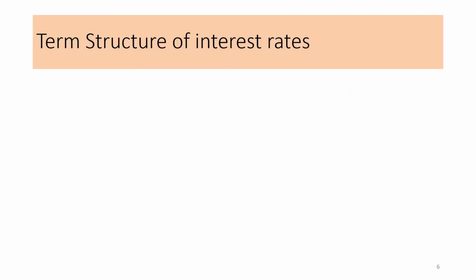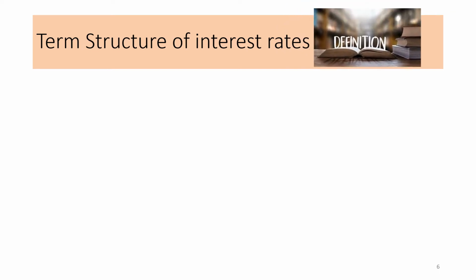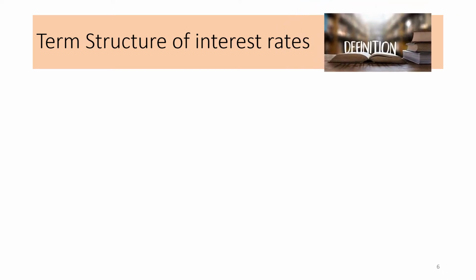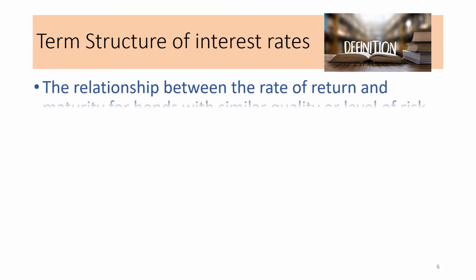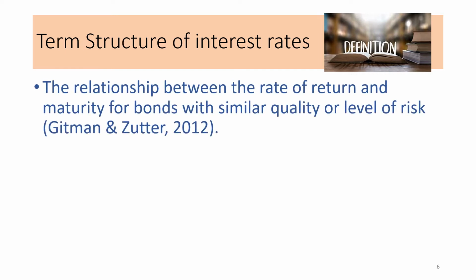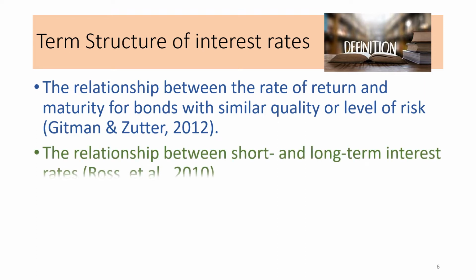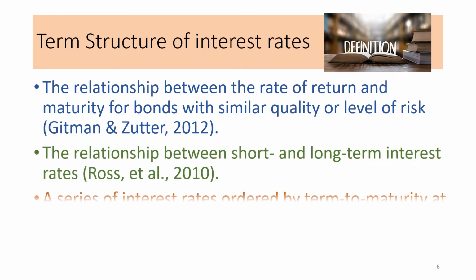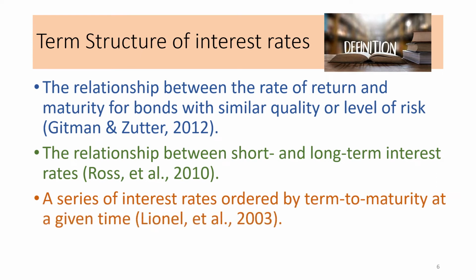For a start, let's define the term structure of interest rates. The term structure of interest rates is the relationship between the rate of return and maturity for bonds with similar quality or level of risk. Term structure of interest rates can also be defined as the relationship between short and long-term interest rates. It is the series of interest rates ordered by term to maturity at a given time.